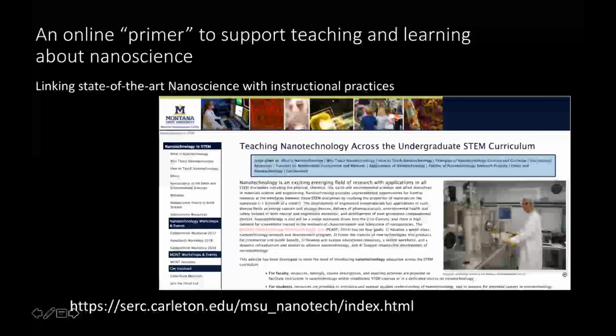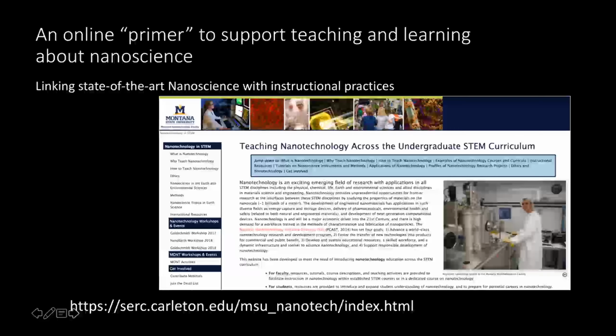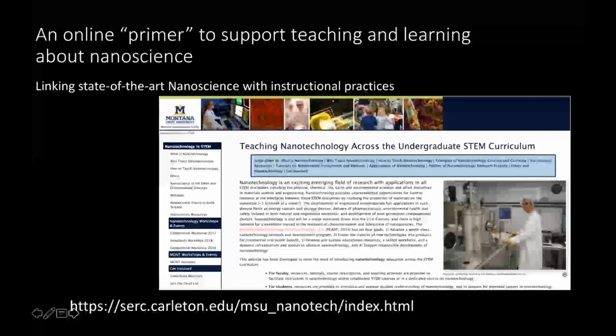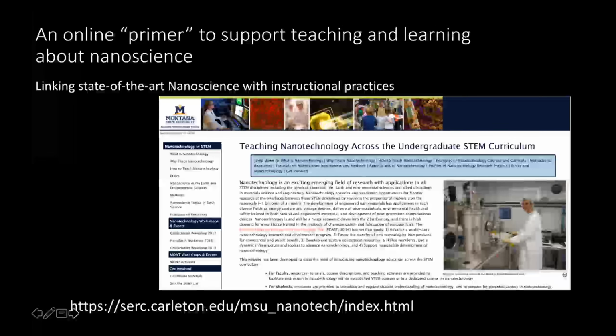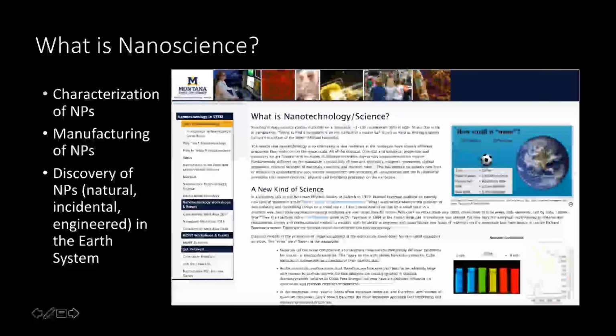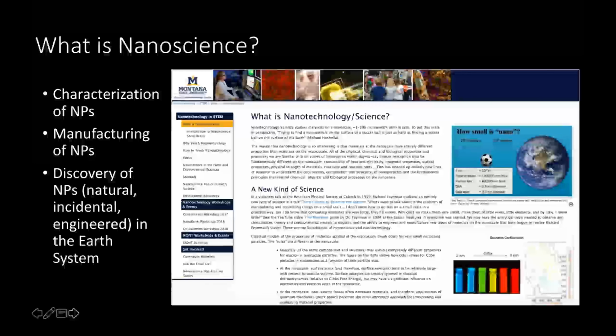And so, as usual, we convened a couple of workshops and put together an extensive web resource for all of you to use, hopefully to help jumpstart your own interest in teaching and learning about nanoscience. So this is the top page of the module. And what we're trying to do is to link state-of-the-art science that Mike just talked about with instructional practices. So we follow the usual Integrate and Cutting Edge format of what, why, and how.